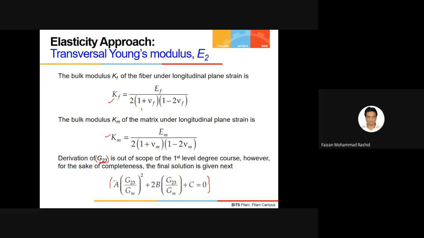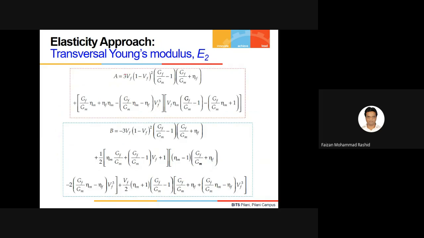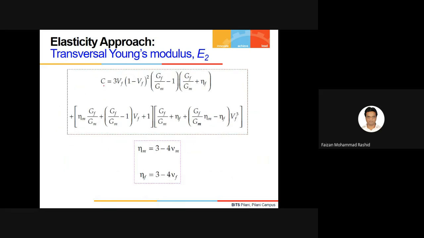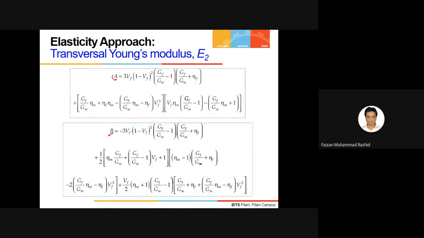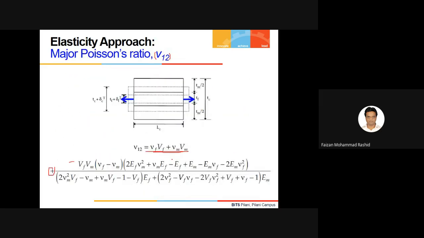For that, I need to get the value of A, B, and C. You see here, A is like this one. Then your B is like this one. You can see even in the book it is given like this. C is like this one. And in the calculation of C, you need to get the value of eta M, eta F, and those are like this one. So a lot of things are there to be done, but that is not what we are going to do.